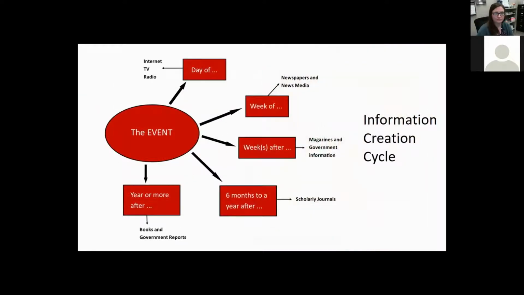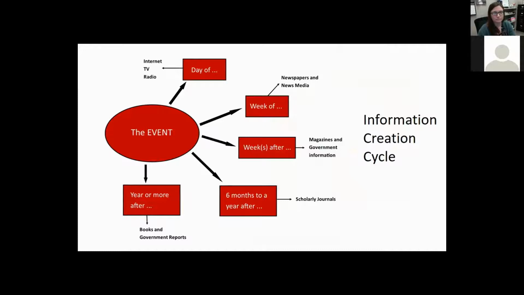Next, I want to talk to you about the information cycle, so you'll understand how information is produced and distributed and how it changes over time. Usually, it's used to describe the progression of media coverage relating to a particular newsworthy event or topic. The progression of the information cycle is connected to the amount of time after an event.